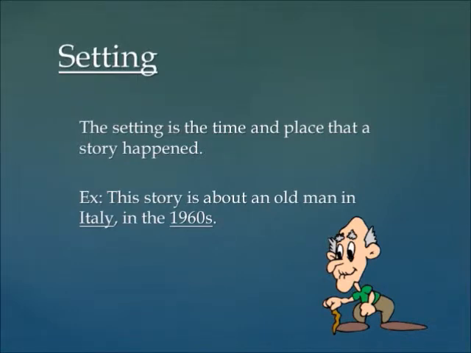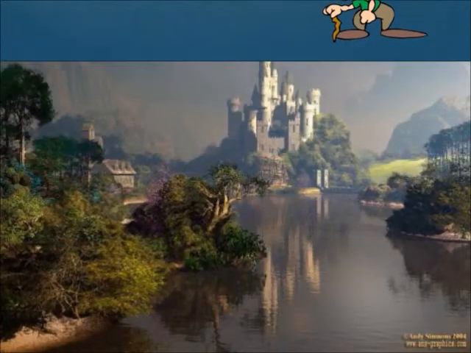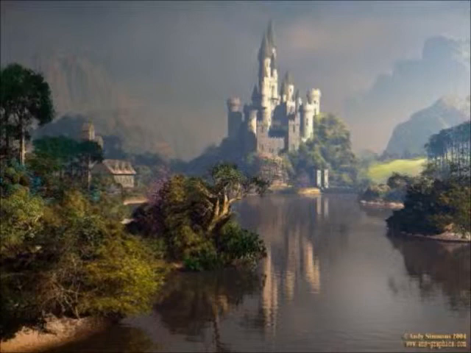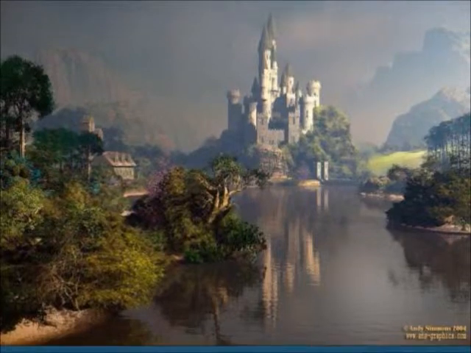Setting. The setting is the time and the place that a story happened. For example, this story is about an old man in Italy in the 1960s. Italy is our place, and 1960s is our time. The setting of this picture would be, let's say, in the 1500s in Europe.